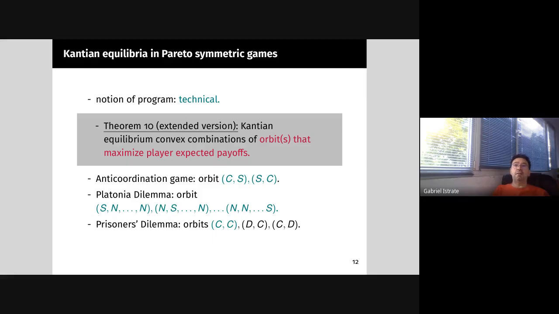I'm not going to formally define the notion of Kantian program equilibrium. It's somewhat technical. However, in Theorem 10 in the extended version of the paper, I give a full characterization of Kantian program equilibria as convex combinations of orbits that are maximizing expected payoffs for players. And this is good and intuitive for games such as the anti-coordination game we saw before, where the orbit consists of CS and SC. It's also good for things like Platonia dilemma, where the orbit consists of action profiles where exactly one player is submitting. And it's also good for prisoner's dilemma, where CC is its own orbit, and it's the best orbit to consider.